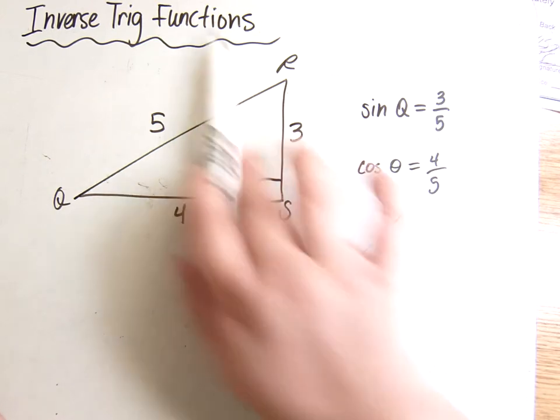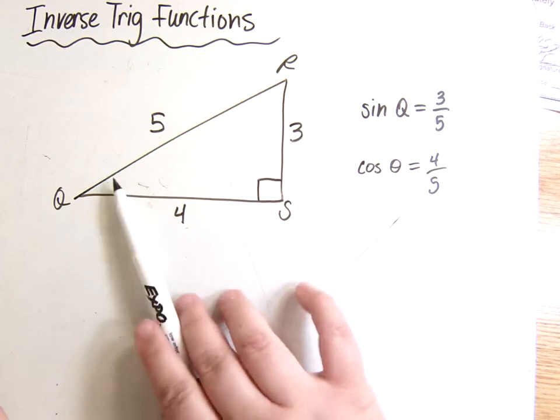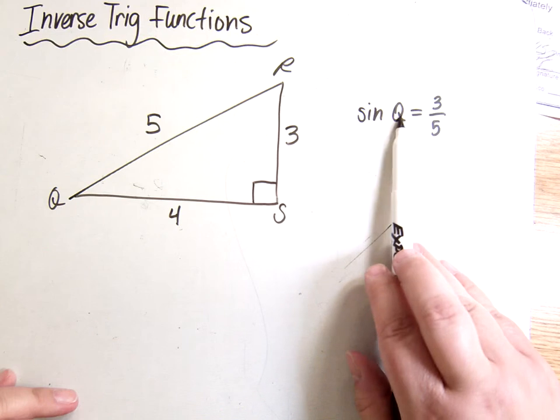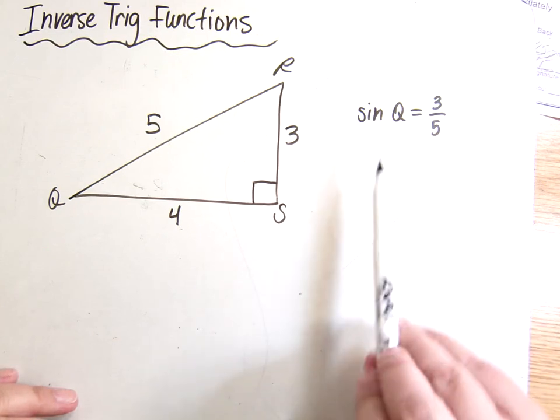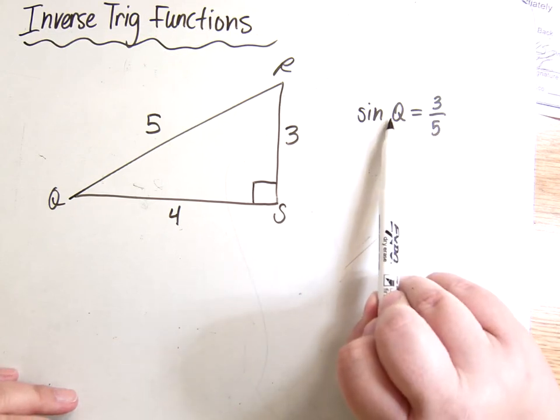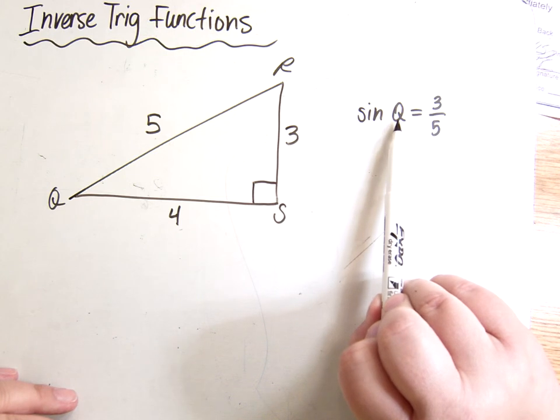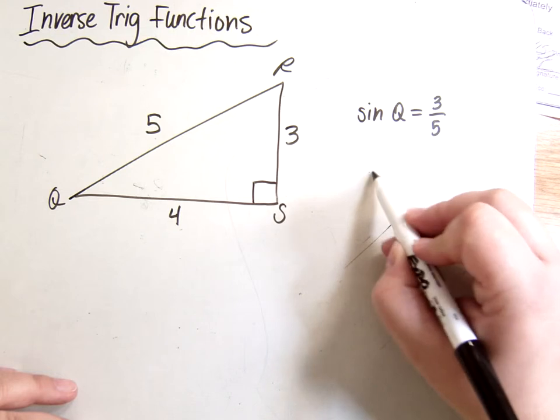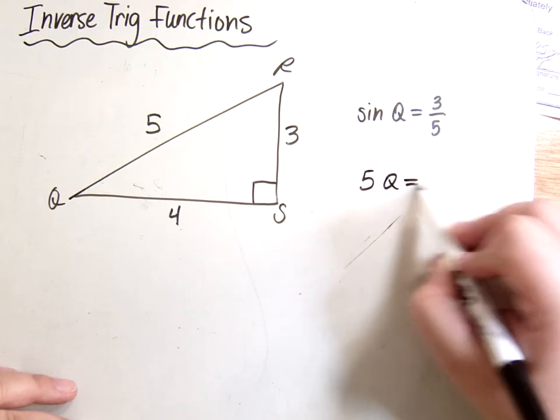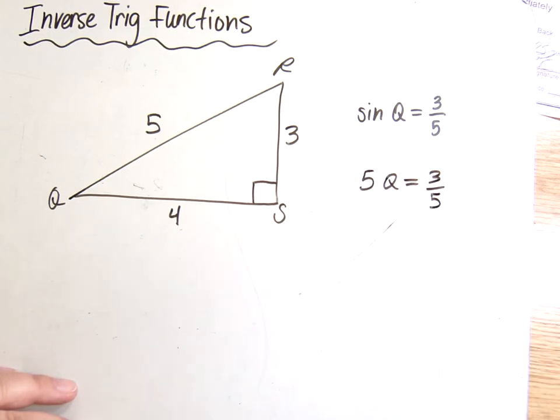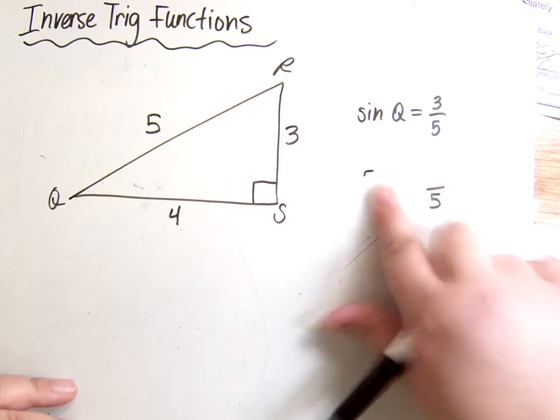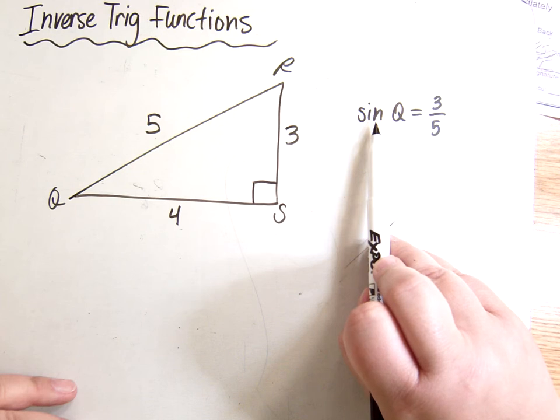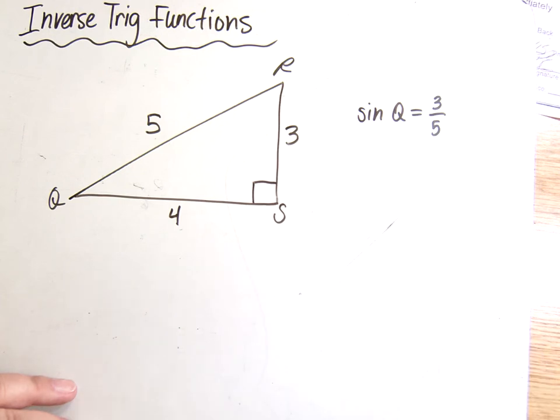The purpose of having an inverse trig function is to find the angle, because it's like I'm trying to solve this equation. If the sine of Q is equal to 3/5, I have to figure out how to get Q by itself, which means how to get sine away from it. This is not an equation where I can just divide both sides by 5. Sine is not a number. Sine does not have any meaning by itself, so I can't just take the sine away.